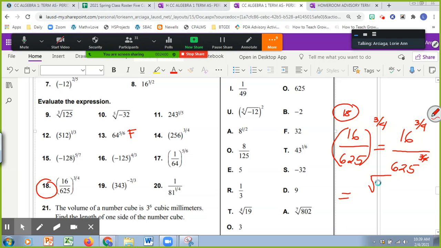16. Okay. And now your index is 4, right? And your exponent is 3.